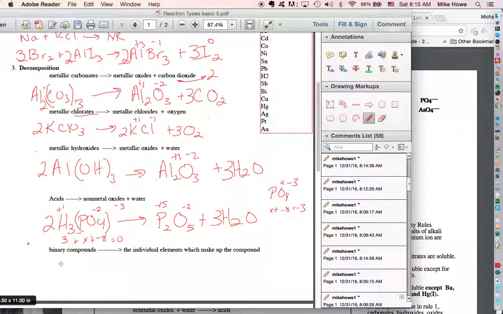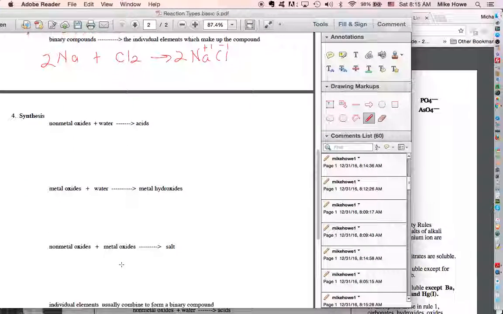Okay, and then the last type of synthesis is just straightforward individual elements. These are pretty easy. So suppose we had sodium and chlorine. It's going to make NaCl, and Na is +1, Cl is -1. So that's right for the formula. Balancing: 2 Cl's, 1 Cl, so you've got to put a 2 here. That gives you 2 Nas, so you've got to put a 2 over here. Now you're finished with the synthesis reactions.